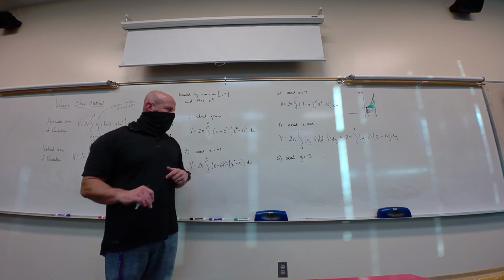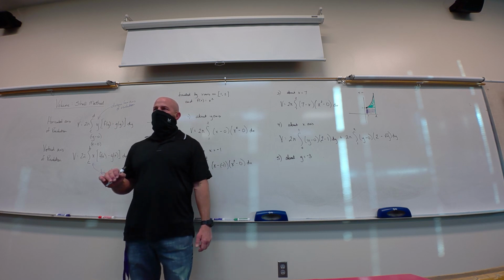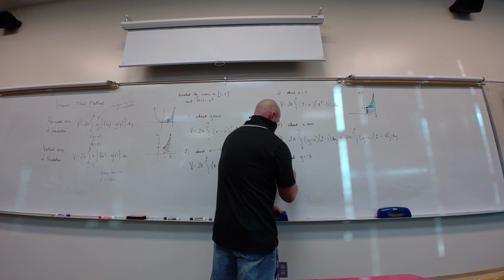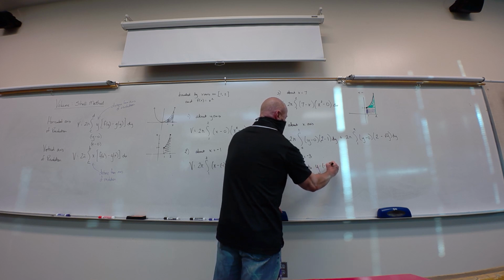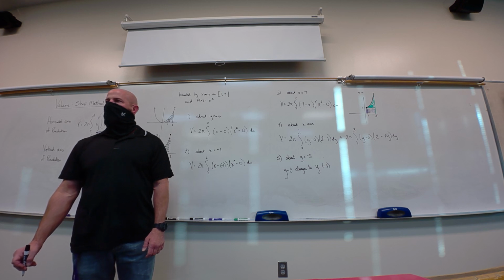So a lot of times on the shell method, people like it because there's not a lot changing. It's just that front part, that distance. So that y minus 0, if I went about that, I'll just write it up here, changes to y minus negative 3 in the front of each one, instead of rewriting the whole integral.